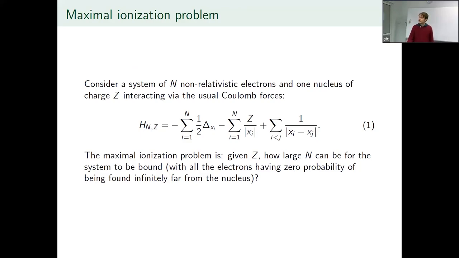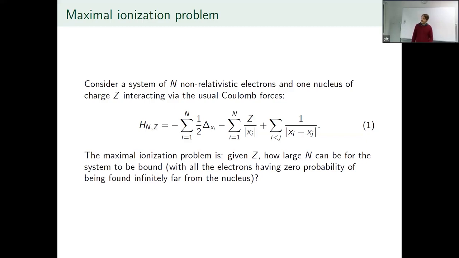Just consider a system of N non-relativistic electrons and one immobile nucleus, which has charge Z. All these particles interact by the usual Coulomb forces. One can write down the Hamiltonian in atomic units, which looks like this. You have the kinetic energy of the electrons, the mass is set to one in atomic units, the Coulomb attraction to the nucleus, and the Coulomb repulsion of all the electrons.